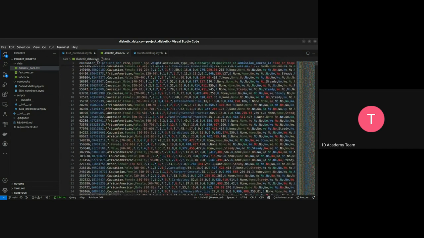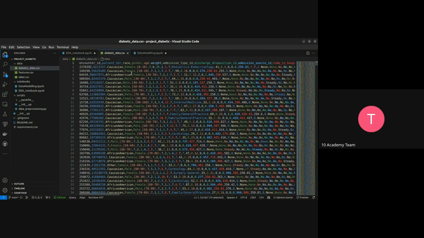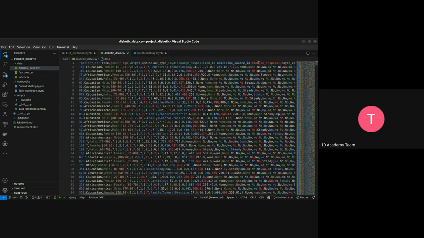So the encounter ID and the patient number might not be that relevant when trying to find out if a patient has been readmitted or not, right? Because it's not based on that. So the race, the gender, the age, the weight, admission type ID, discharge, the time in hospital, and payer code, medical specialty.